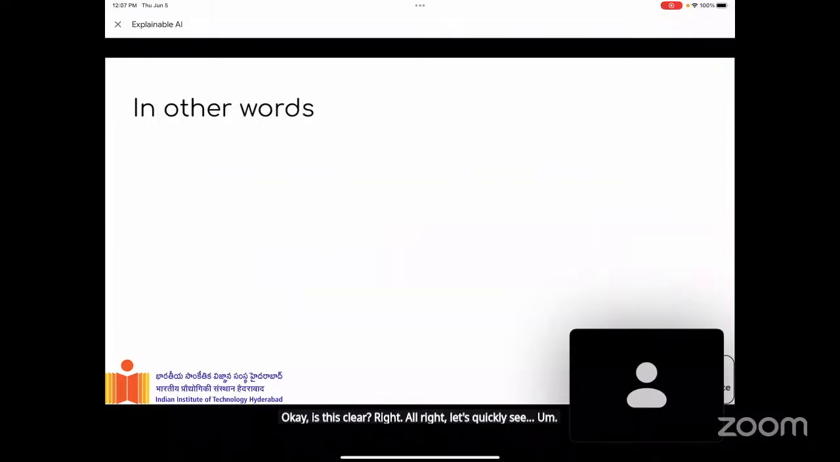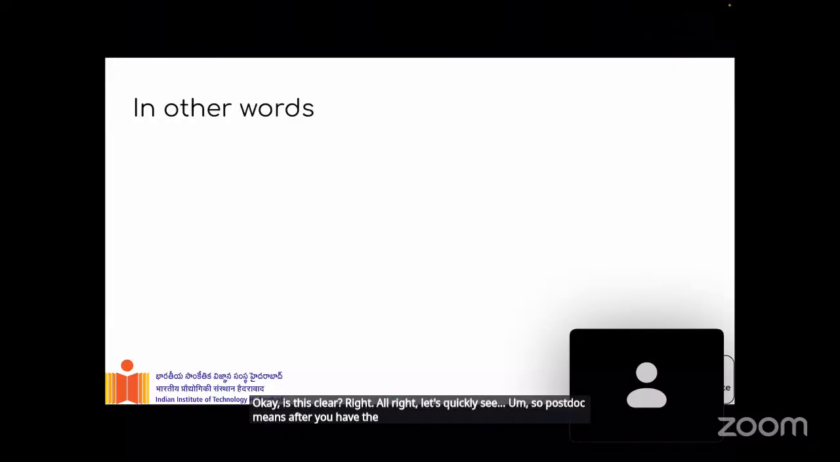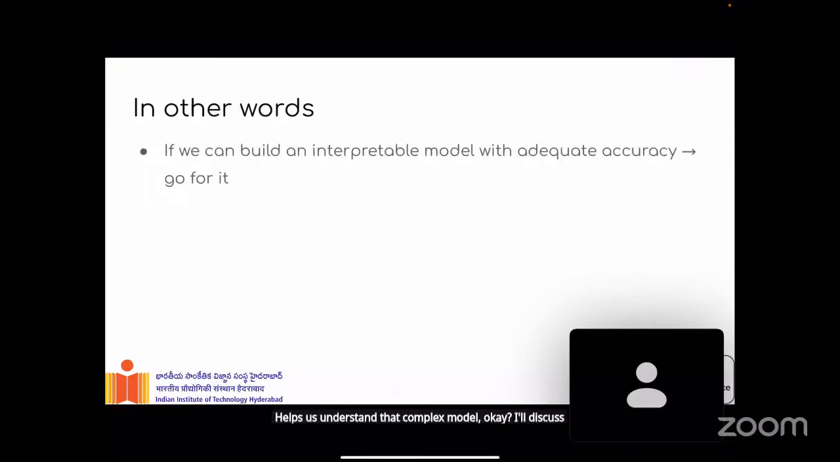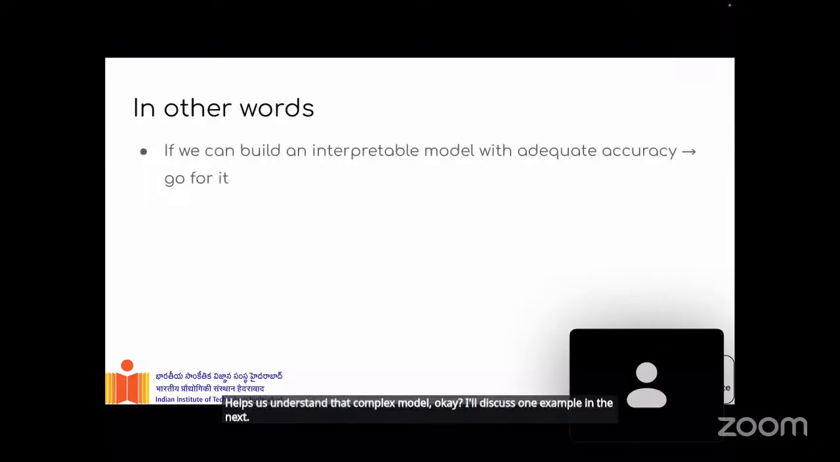So post hoc means after you have the sophisticated black box model trained, you work on it by providing a simpler model, which as an explanation helps us understand that complex model. I'll discuss one example in the next, let's say, 10-15 minutes. LIME is something we will focus on: how to get explanations for a sophisticated model in a post hoc manner.